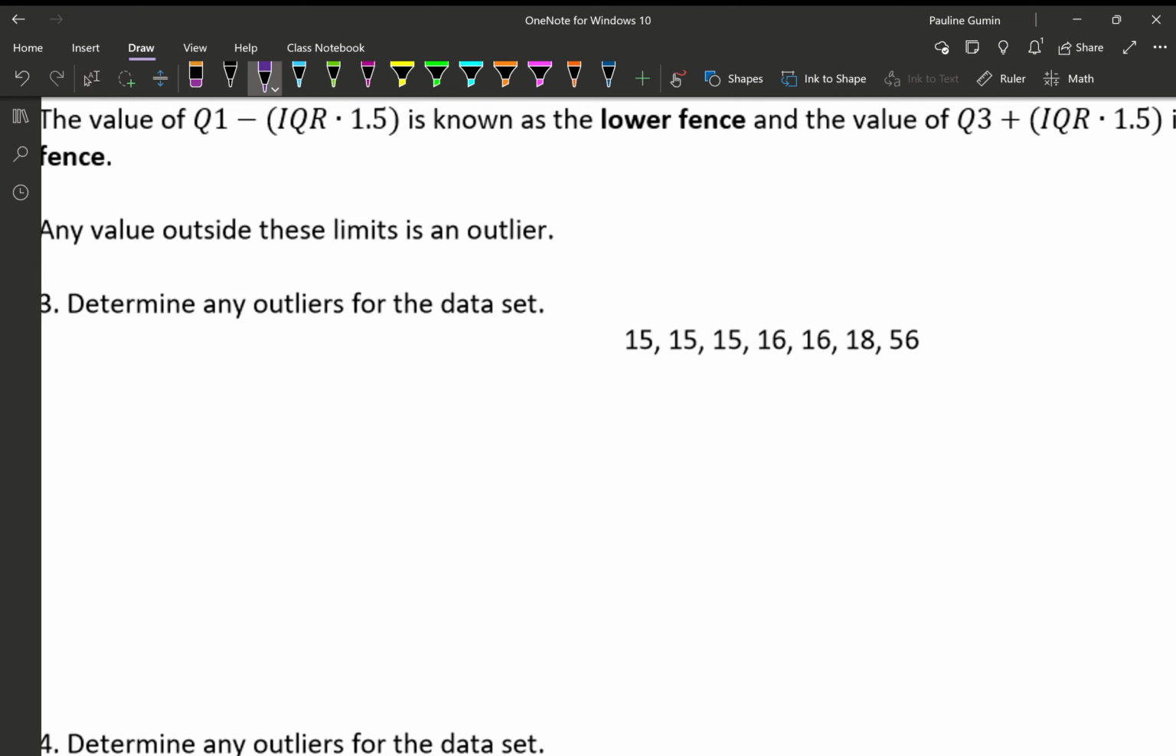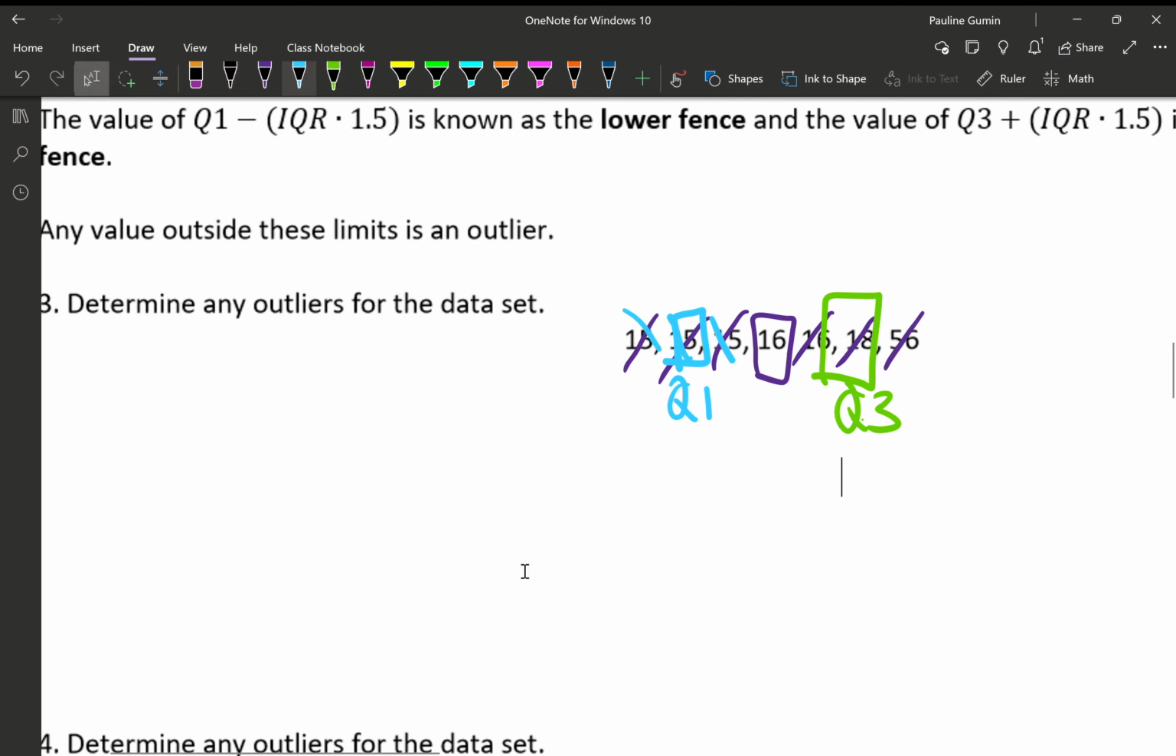So first we need to find Q1 and Q3. So I'm going to find the median. Cool, and then Q1 is 15, Q3 is 18. Okay. Q1, Q3. And then our IQR is, oh, I don't want to write that there. Let's use the power of technology. There we go. IQR is going to be Q3 minus Q1. So our IQR is 3.